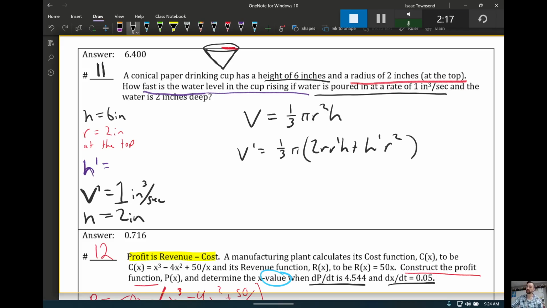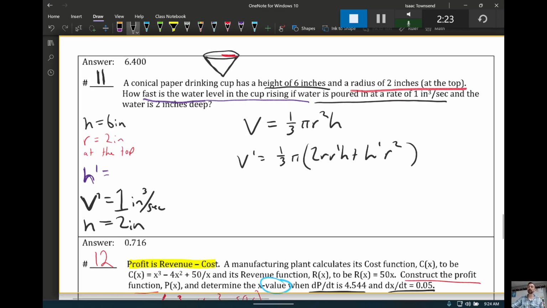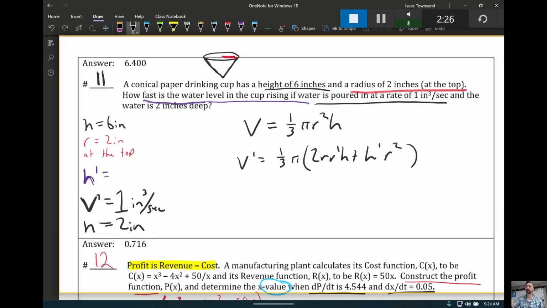And R squared, well, I only know R at the top. So you start to realize, man, there's a lot of stuff in here that I don't have ready to plug in. Also notice there's some conflicting information here, the way I wrote it. I have the height is 6 inches and I have the height is 2 inches. The 6 inches is the total for the cup. 2 inches is the instant that we're interested in finding how this is changing.